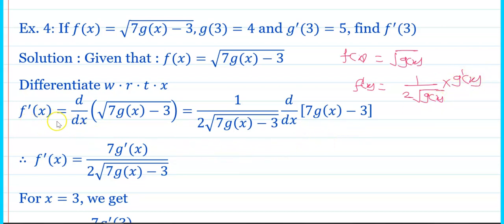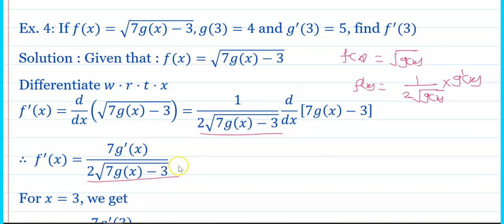Therefore f dash of x is equal to d/dx of root of 7 g of x minus 3, and that's nothing but 1 upon 2 root of 7 g of x minus 3 into d/dx of this, that is g dash of x, that is the d/dx of 7 g of x minus 3. Keep the quantity as it is. What about the derivative of g of x? It's g dash of x. 7 is a constant. Derivative of 3 is 0.